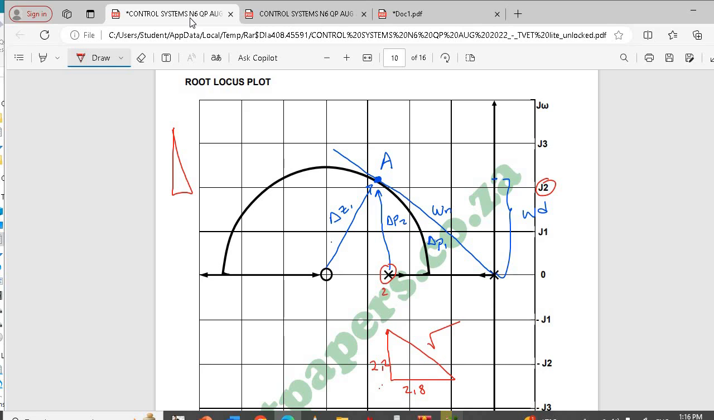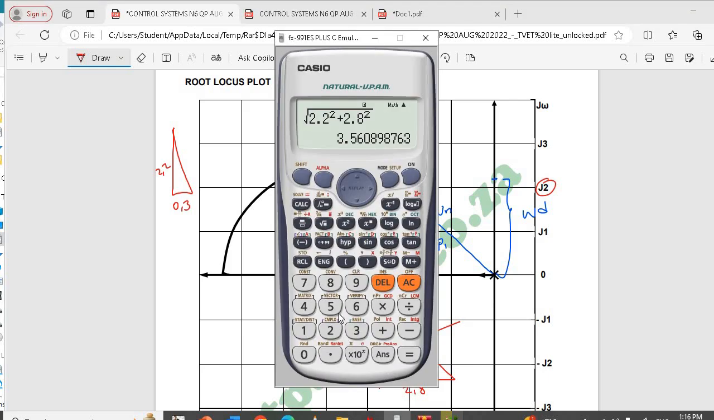So if P1 here is at 2 comma 5, and remember A, we said it's 2 comma 8, which means the difference is what? 0.3. The vertical for all of them is the same, it's 2 comma 2. How do we calculate that? 0 comma 3 and 2 comma 2.